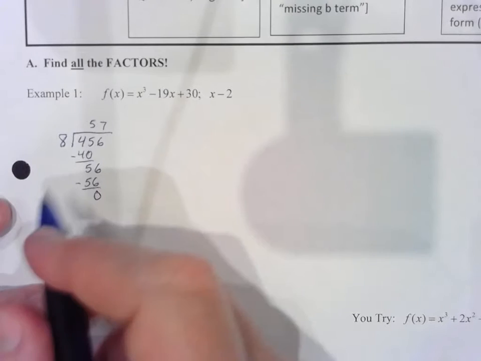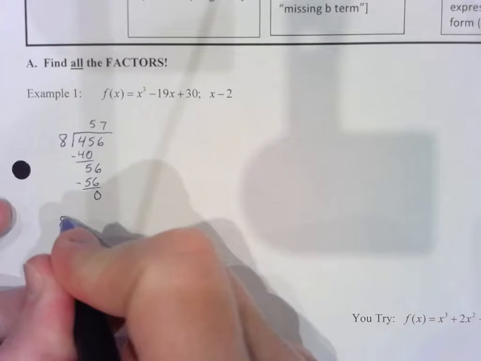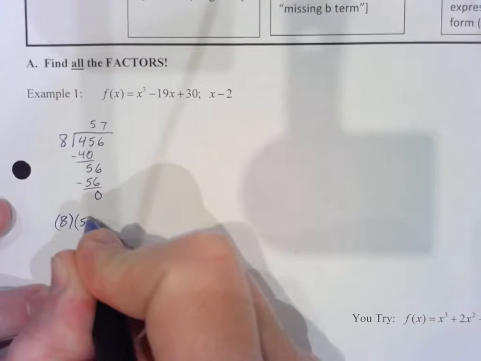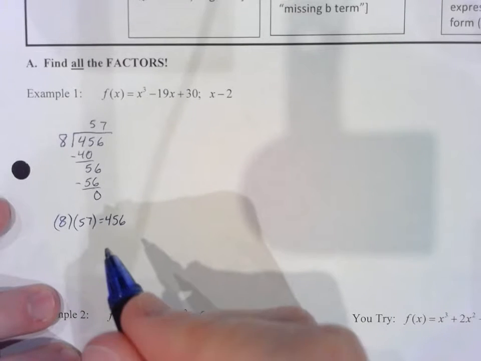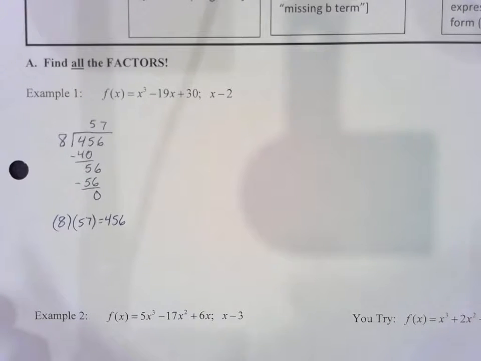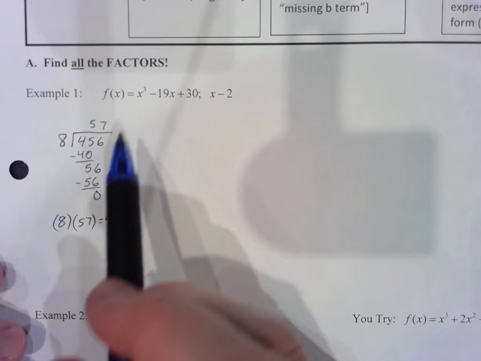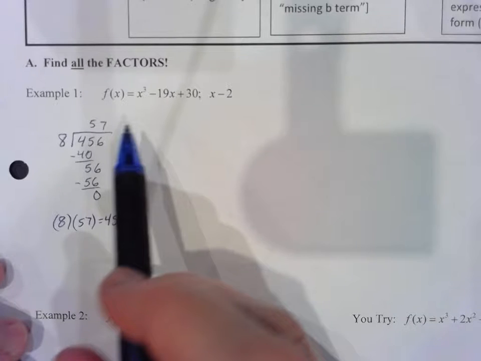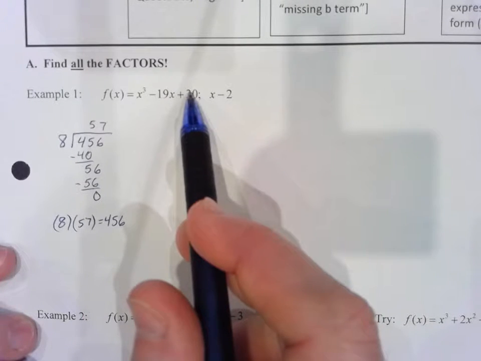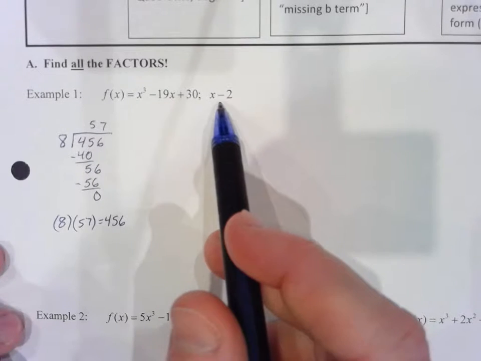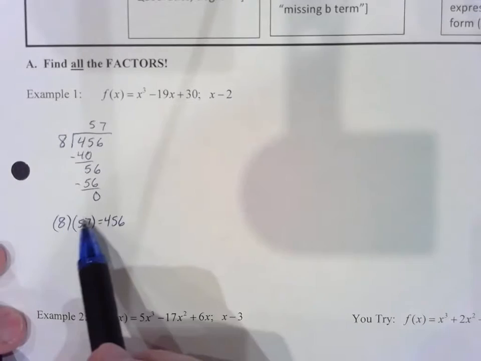And so what this is telling us is that 8 multiplied by 57 is equal to 456. That 456 has two of its factors, 8 and 57. So in polynomial division, if we are given a factor of x minus 2, we can divide this polynomial by x minus 2 to find what the remaining factor is.